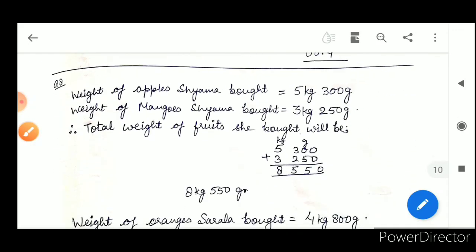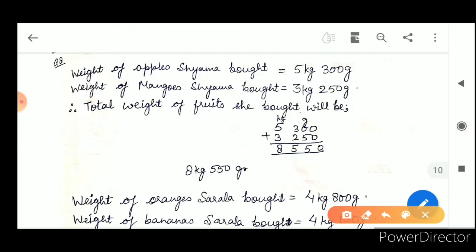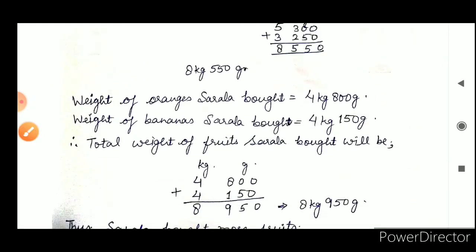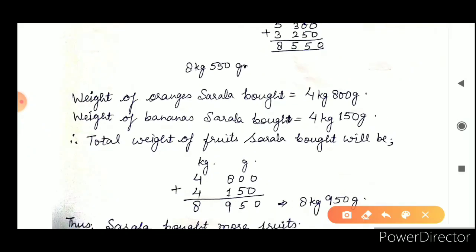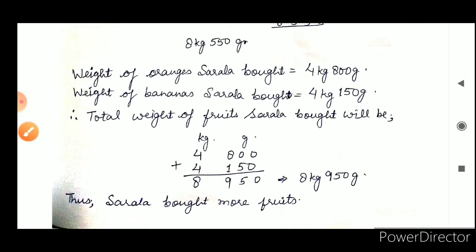Come to question number 8, where we have to find, Shyama bought apples, mangoes, so total weight of fruits we will add them. Similarly, Sarla bought oranges, bananas and so on, so total weight you will add them. From this it's easily clear that 8 kg 950 gram is greater than 8 kg 550 gram, so Sarla bought more fruits.